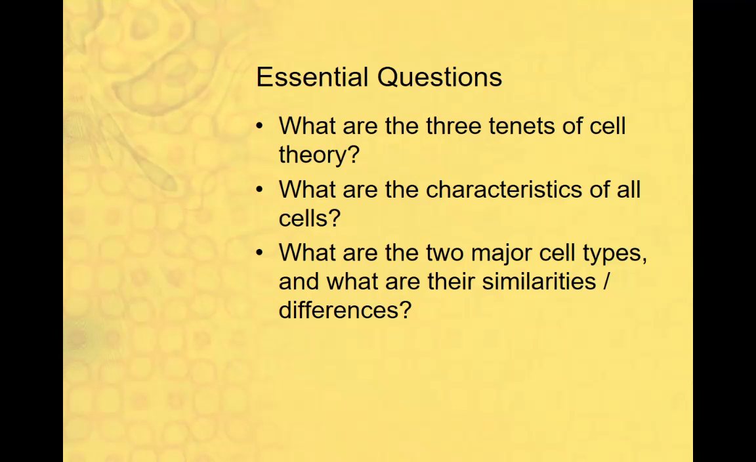So number one, what are the three tenets of cell theory? Now, when we say tenets, what we really mean is the key primary principles or concepts that make it up. Number two, what are the characteristics of all cells? There are a couple of organelles in particular I'm looking for here that are the basis for all cells. All cells have them. Doesn't matter which one it is. And so we want to make sure you know what are those organelles that are in all of them. And number three, what are the two major cell types or divisions that we separate them out by? And what are their similarities and differences?